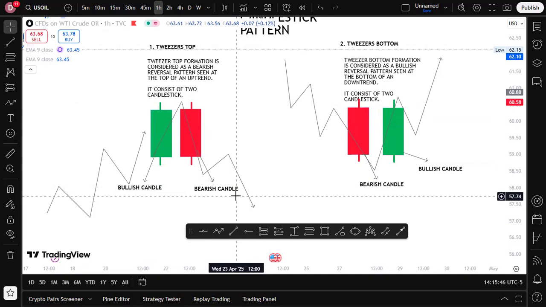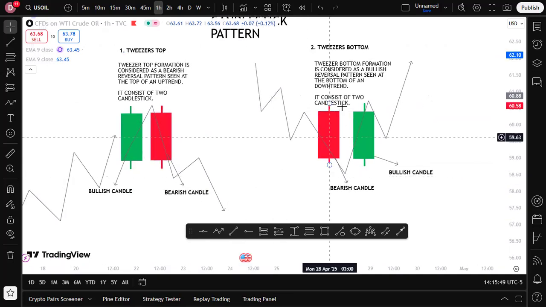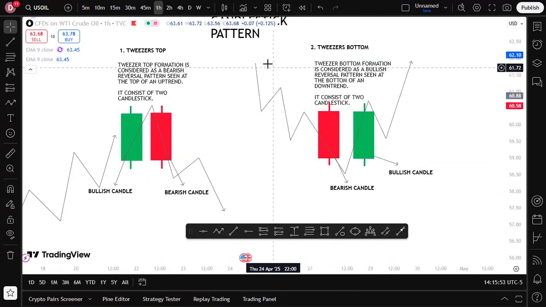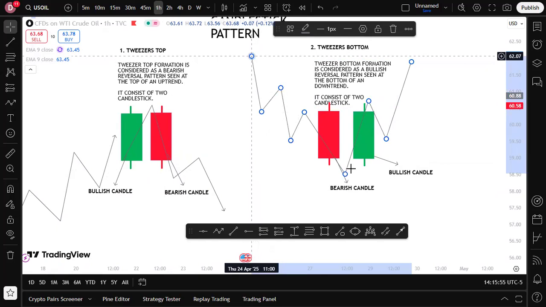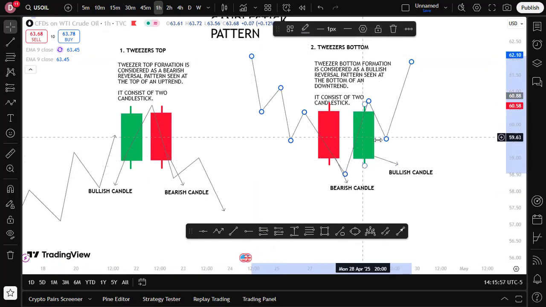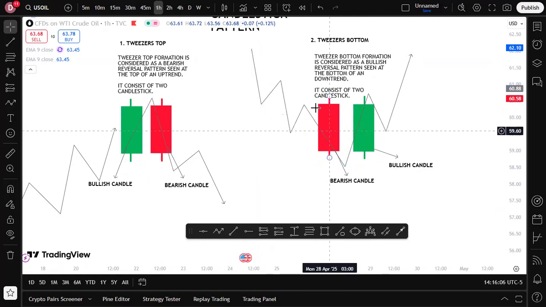For the tweezer bottom, it's considered a bullish reversal pattern seen at the bottom of a downtrend. That means when we're going down in price, and then at the bottom of that downtrend we see this tweezer bottom happen, it signifies that a bullish reversal is about to happen in the market. So at some point, we were pushing the price.